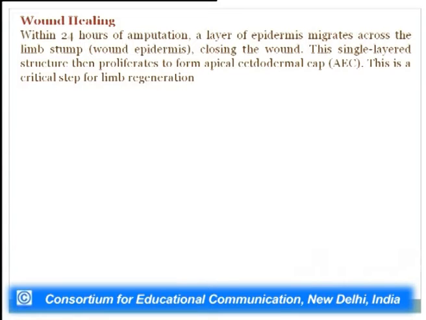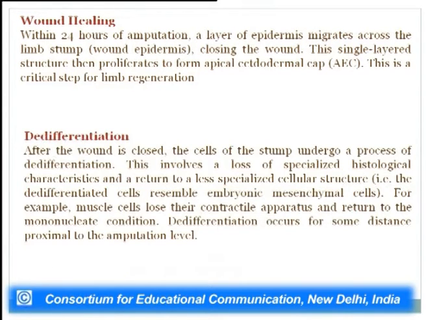Within 24 hours of amputation, a layer of epidermis migrates across the limb stump, the wound epidermis, closing the wound. This single layered structure then proliferates to form what is called the apical ectodermal cap, or AEC. This is a critical step for limb regeneration. Whenever there is an injury, there is a repair mechanism, and the first part of the repair mechanism is wound healing. So the same thing happens here. A layer of epidermis grows up and covers the wound, and this layer is called the apical ectodermal cap.